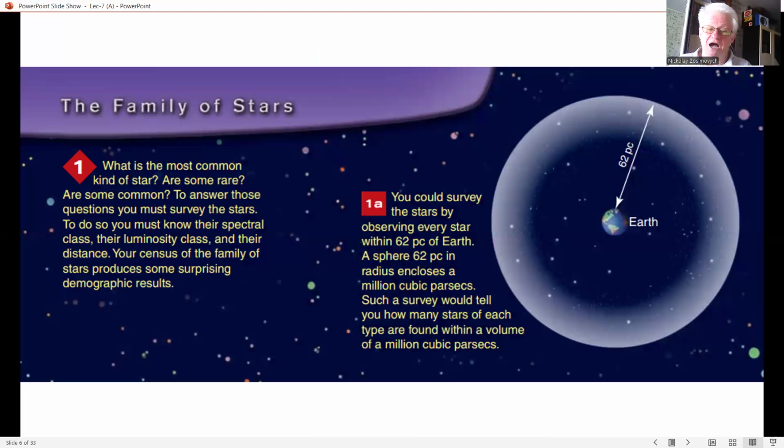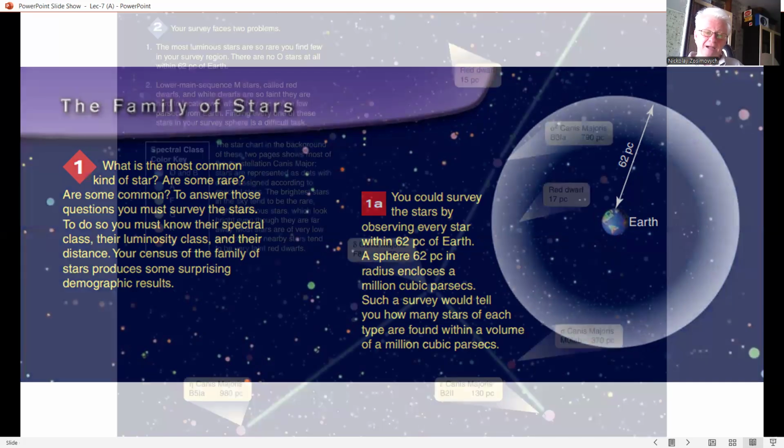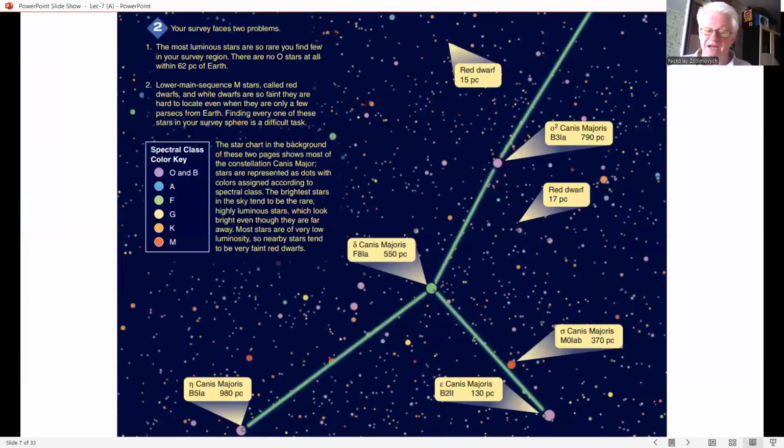Study the family of stars and notice three important points. First, taking a survey is difficult because you must be sure you get an honest sample. If you don't survey enough stars, or if you don't notice some kinds of stars, you can get biased results. Do you agree with me? Second, most stars are faint and luminous stars are rare.